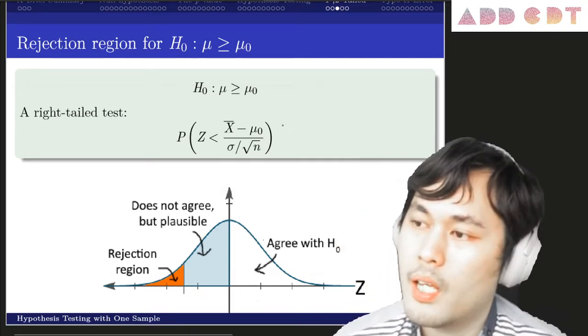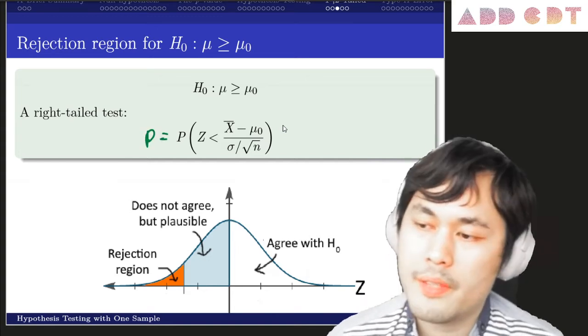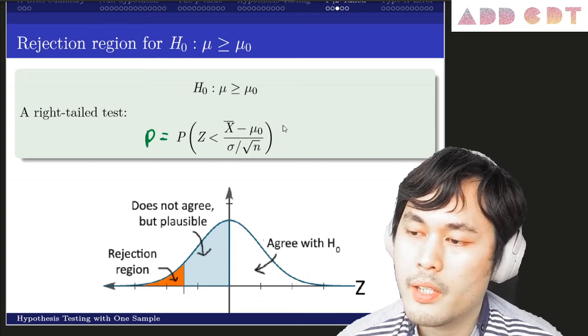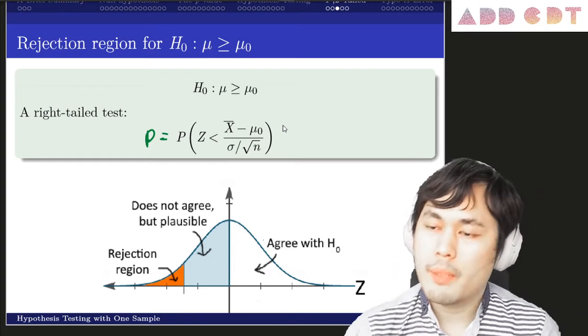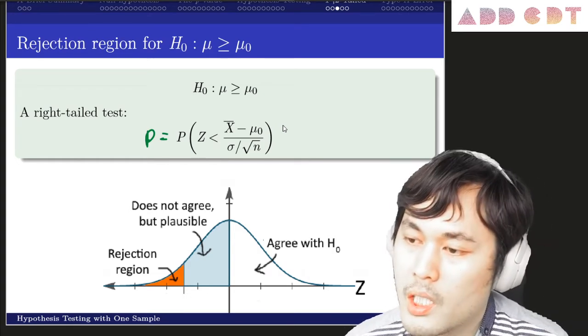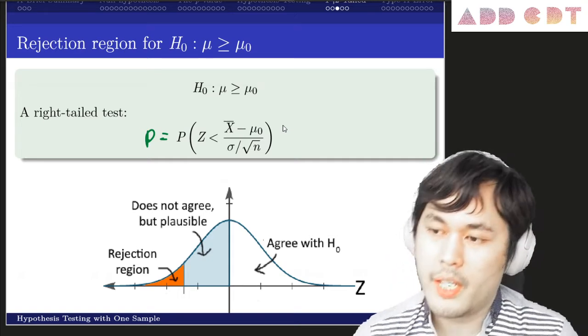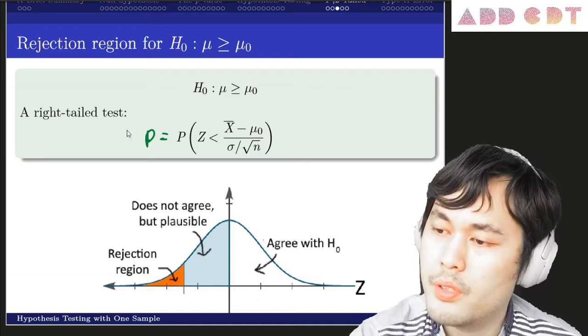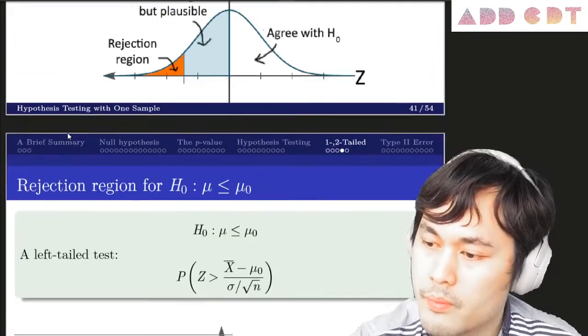If you want the formula, that's the formula from x bar, mu0, sigma, n. You get a single number expressed in the form of a probability, and that probability is what we are going to use to make a decision.